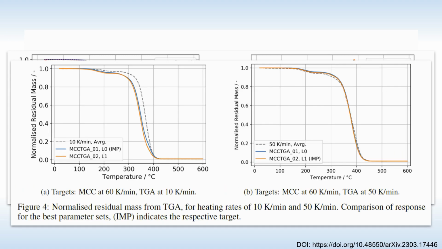In the setup here, we could observe that the algorithm was not able to find a parameter set that could reproduce the mass loss rate for the TGA experiments at 10 Kelvin per minute and simultaneously the heat release rate of the MCC experiments at 60 Kelvin per minute. This is what you see on the left hand side. The dashed line is the target that was supposed to be reached and the colorful lines are the responses from the simulation. It worked using the TGA experiments at 50 Kelvin per minute and the MCC at 60 Kelvin per minute. This is what you see here on the right hand side.